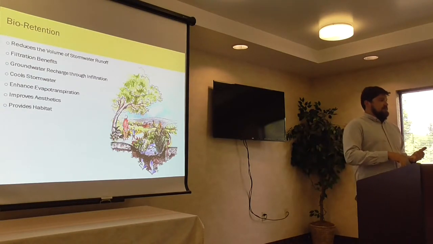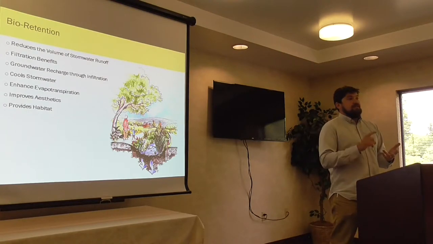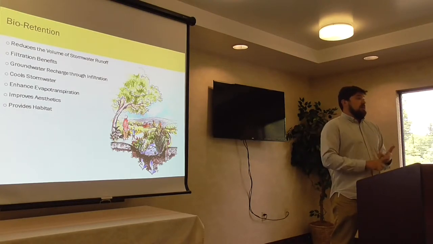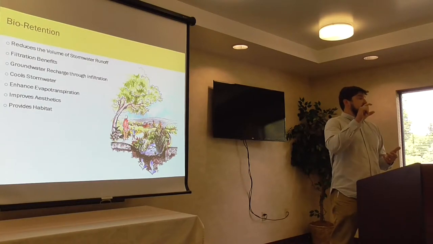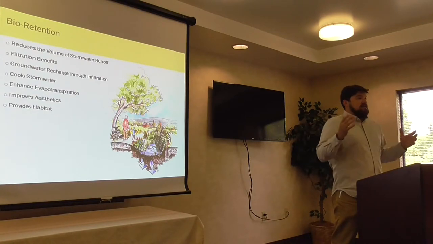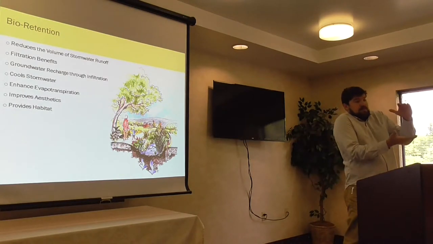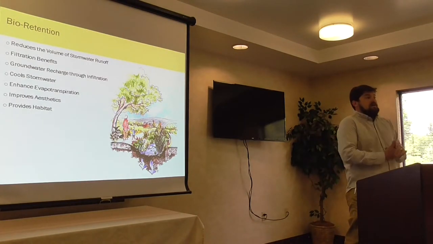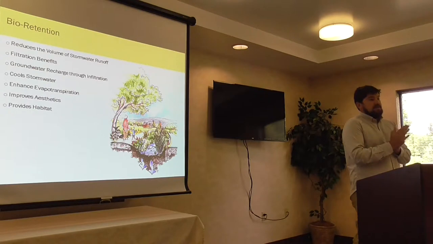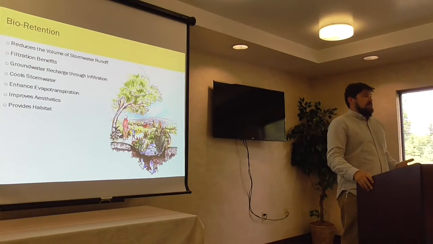You get filtration benefits because you're planting native plants in there, plants that have deeper root systems. Every time you cut grass, the root system gets shorter. So if you let grass go, the root system is going to increase. An 8-inch tall turf grass is only going to have a root system that's 8 or 12 inches, whereas some of those native grasses and native sedges can have root systems that are 4 or 5 feet underground.